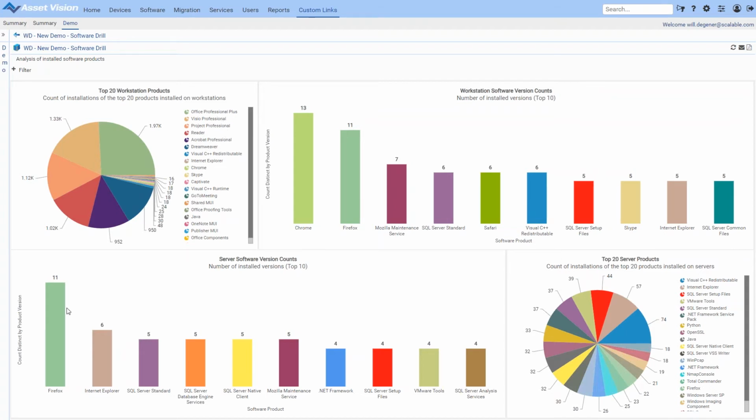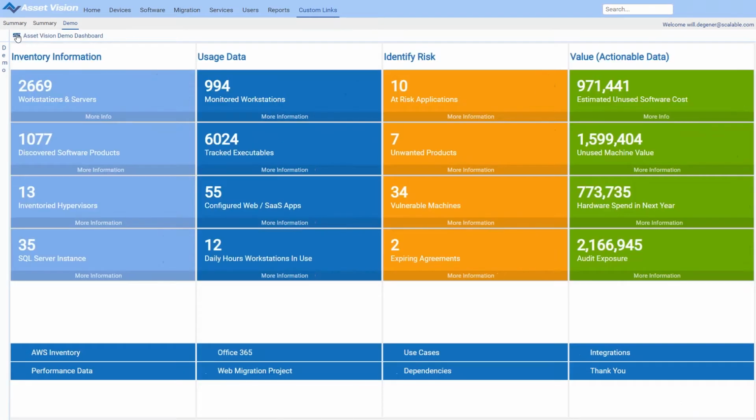Okay, server software. What software have I got installed on my servers? Not sure I'm happy with Firefox being on my servers. There's something I can drill into and look at those servers and understand. So already those use cases are starting to present themselves. So that's all very well.